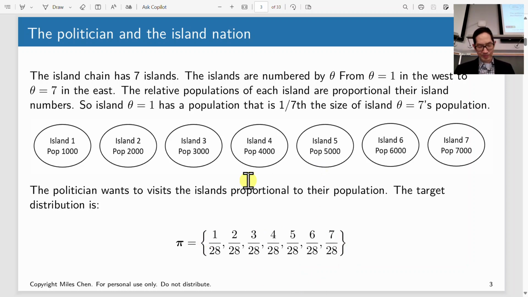And the illustration or the example given is that the politician wants to visit the islands relative to their population size. So, the islands that are more heavily populated will get more visits, and the island that is least populated will get the fewest amount of visits, et cetera. And so this is why this is our target distribution.